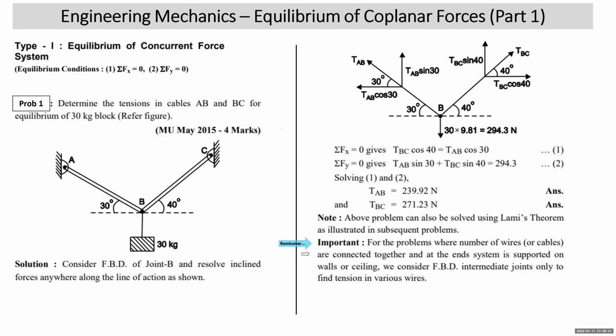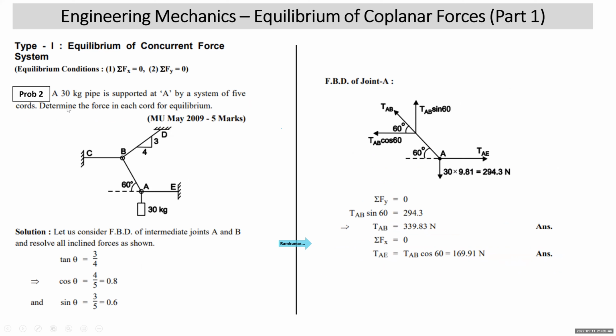Important part I have already discussed in the problems where a number of strings are connected, knotted together. At the end, the system is supported on the wall and ceiling. We get the forces in the strings, wires, or cables by drawing the free body diagram of intermediate joints. This will be apparent, or it is understood, even in the next problem also.